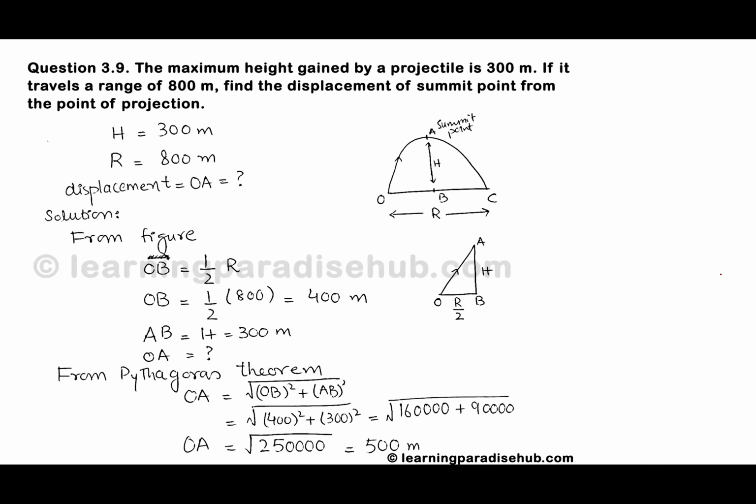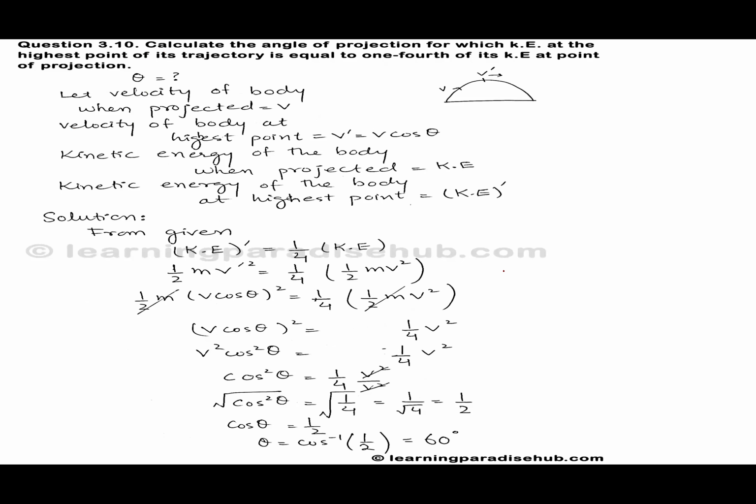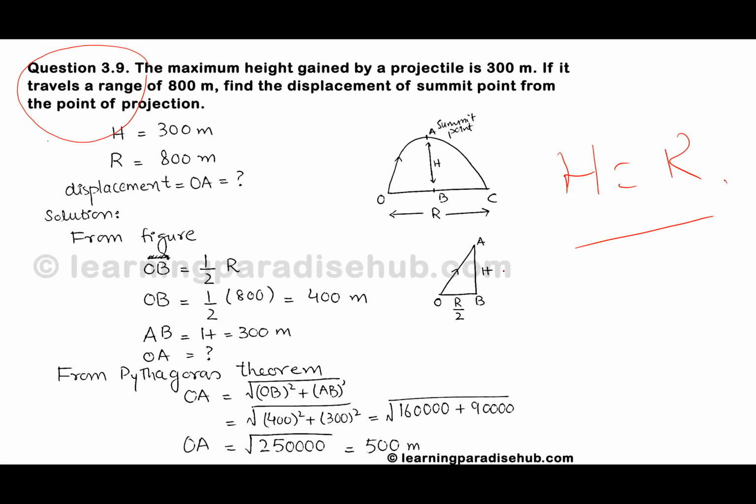Now, 3.9 is very important from the paper point of view, in which the maximum height of the projectile is equal to the range of the projectile. This is the condition. Now again, this is the maximum height, this is the range of the projectile. You have to calculate the displacement of the summit point. The summit point is where the height is maximum. So you will use Pythagoras theorem. You will solve this numerical and you will get the answer.